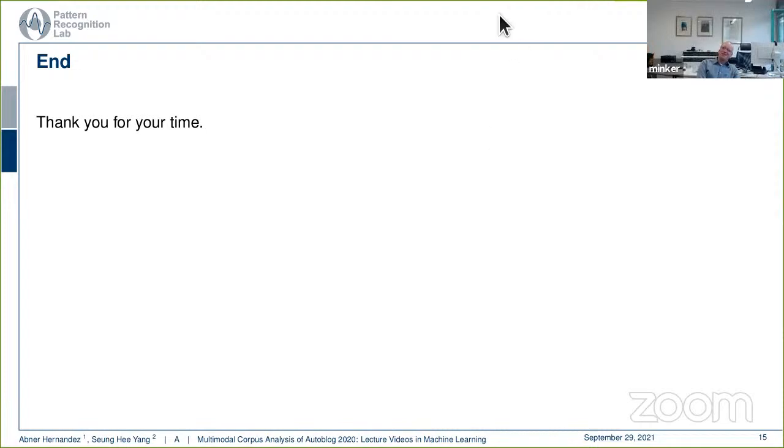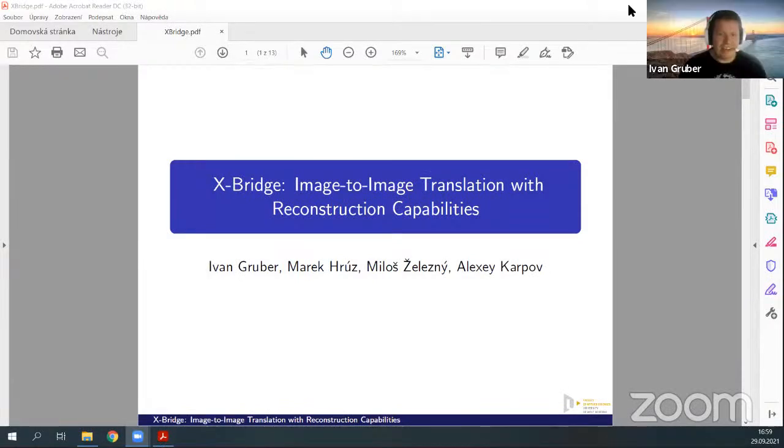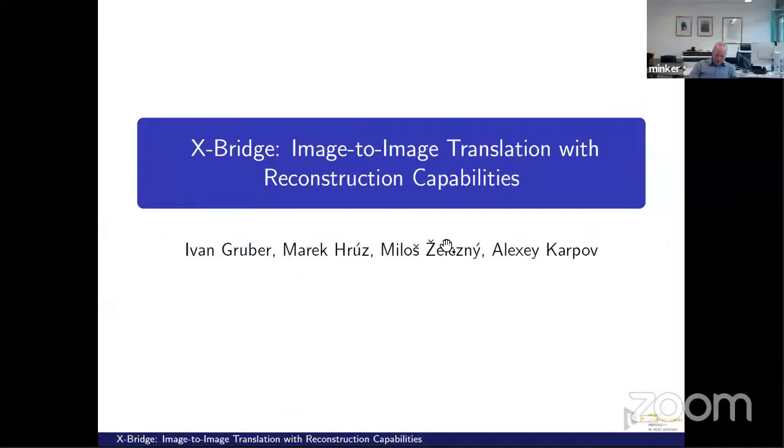Okay. So Ivan, are you the next one by chance? Yeah, I guess so. Okay, so Ivan, can you try to share your screen? Okay, everything works perfectly. Great. So actually, I know all the authors of the next paper, Ivan Gruber, Marek Hruz, Milos Zelezny and Alexey Karpov. So it's obviously a cooperation paper between ITMO and the University of Pilsen. Yeah, it's correct, and also SPIRAS, because Alexey is working there. Yeah, of course. Oh, Alexey, I'm sorry.